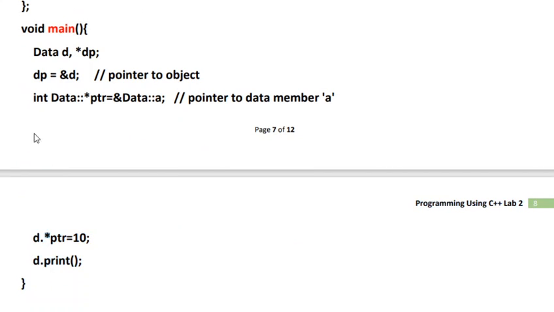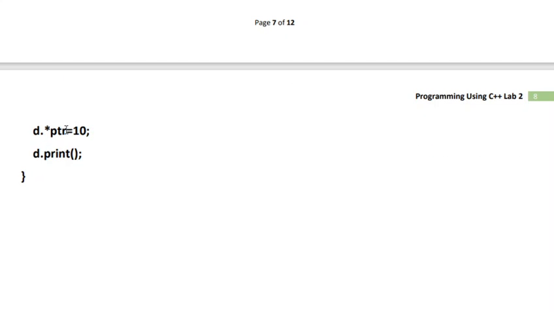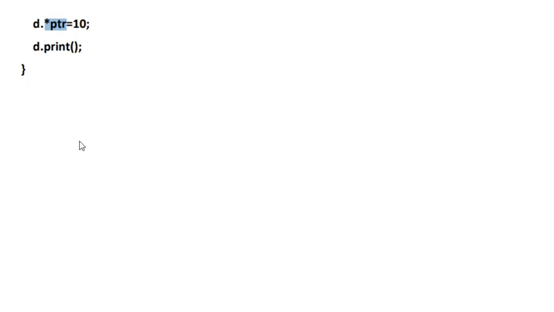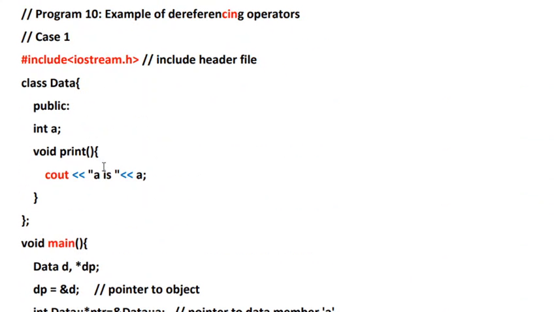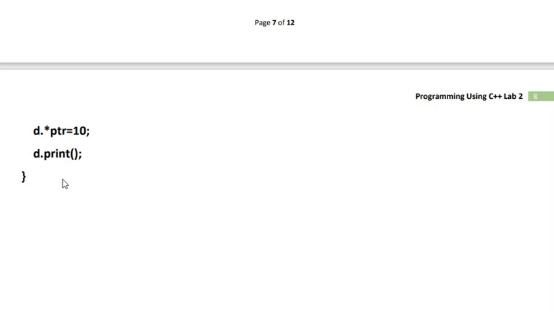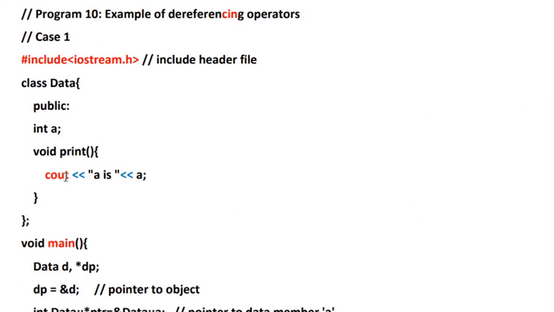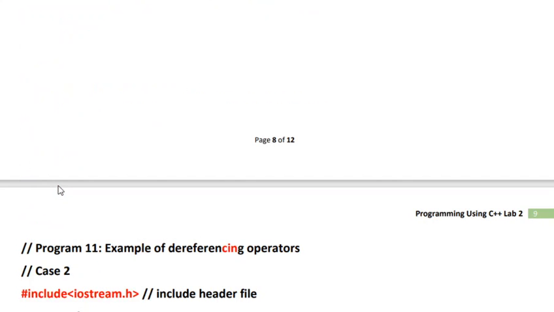Here you need to understand this particular statement. PTR is a pointer that is capable of pointing to a variable of type integer belonging to class data. To that pointer, we are assigning the address of A of data. Instead of writing D dot A, I can now write D dot asterisk PTR equals 10, and then print the value of A. This is a very important example of using the dereferencing operator.